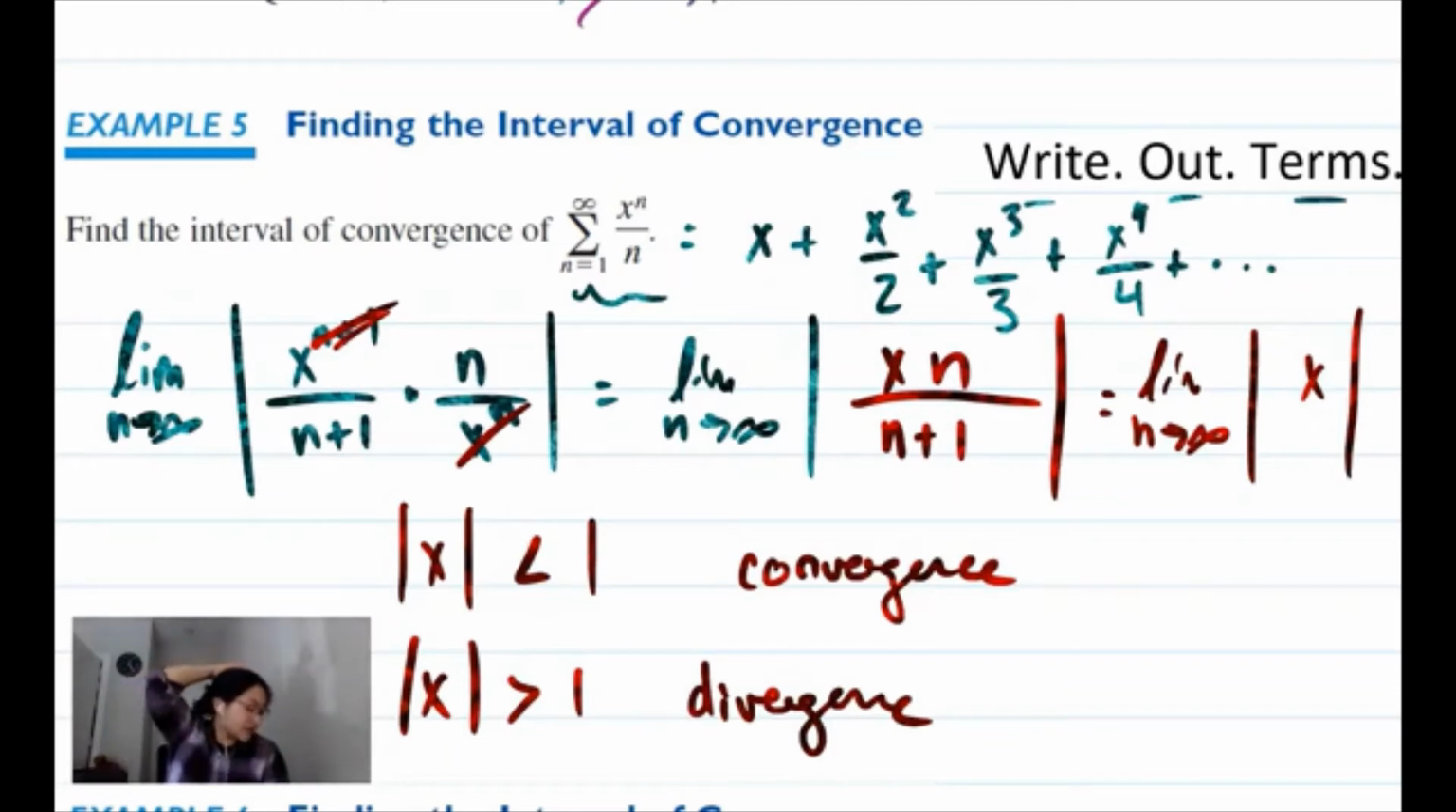So our interval of convergence that we're finding is from -1 to 1. But we also need to check our endpoints. So what's happening at our endpoints? If we plug in x equals 1 or x equals -1, we're going to have different behavior, because we end up with a harmonic series or an alternating harmonic series. So when x equals -1, we have an alternating harmonic series.